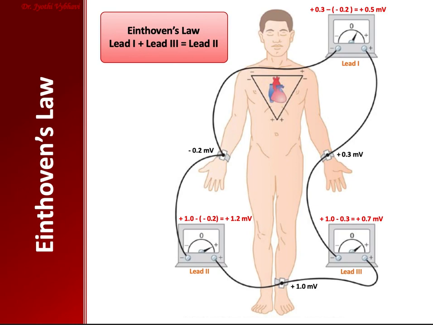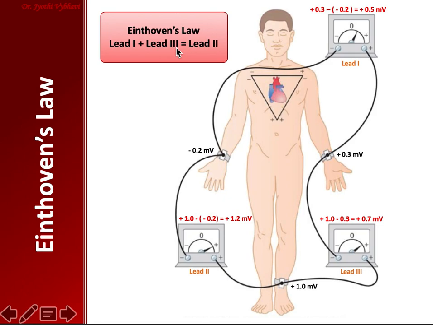We know that lead 1 plus lead 3 is equal to lead 2. If I can state it, I'll state it in this way. So Einthoven's law states that if the electrical potentials of any two of the three bipolar ECG leads are known at any given instant, the third one can be determined mathematically by simply summing the first two. Okay. If any two you know, obviously by putting this equation, you can find out the third one.